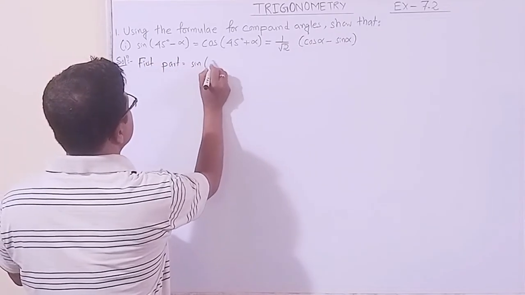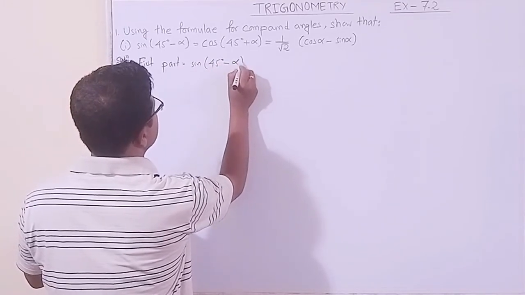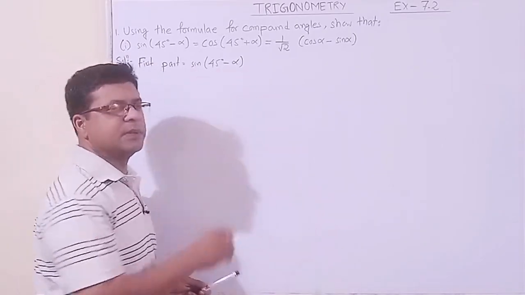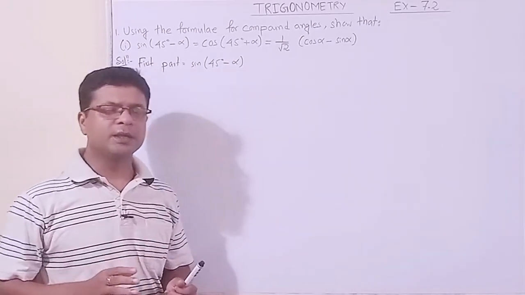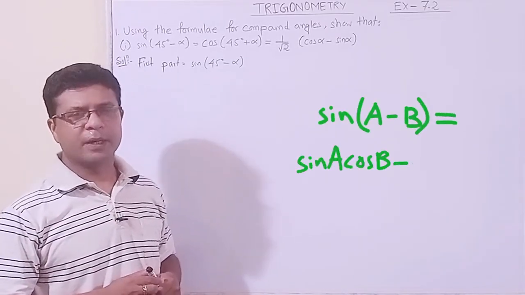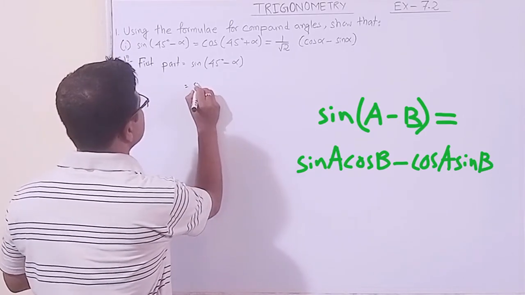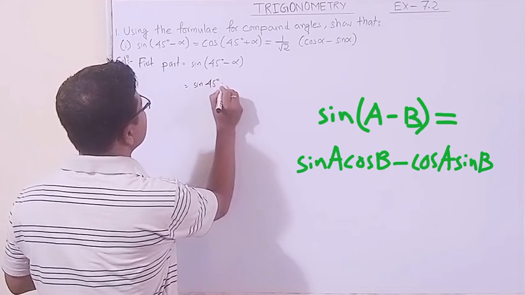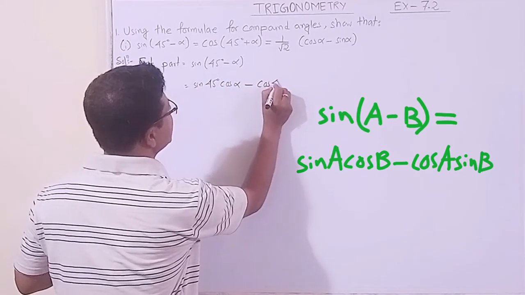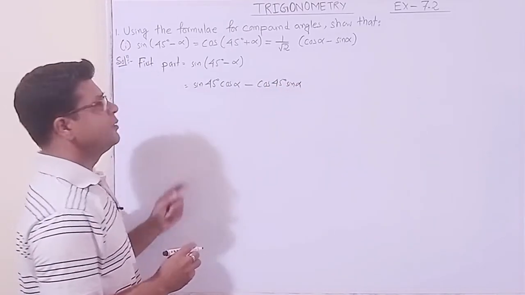Sine of 45 degree, what is given in the first part? Sine of 45 degree minus alpha. Dear students, this is of the form sine of a minus b. Now we got the formula that sine a minus b is equal to sine a cos b minus cos a sine b. Accordingly, let us do sine a cos b minus cos a sine b. This is done. Very simple thing.